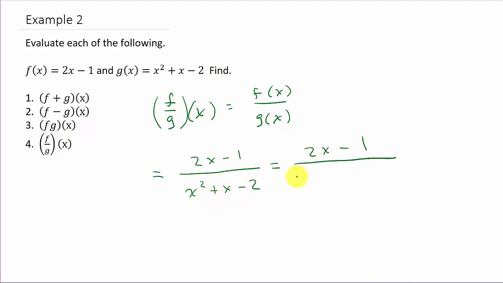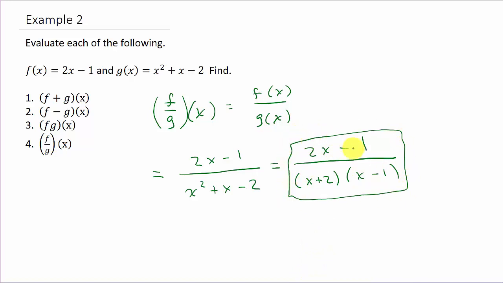whenever you can factor something, you see how this factors down here? Factor it, and you can see nothing cancels. So this is your final solution. Yes, if you want to, you can leave your final solution like that. Okay? But you need to factor and make sure it doesn't reduce anymore.